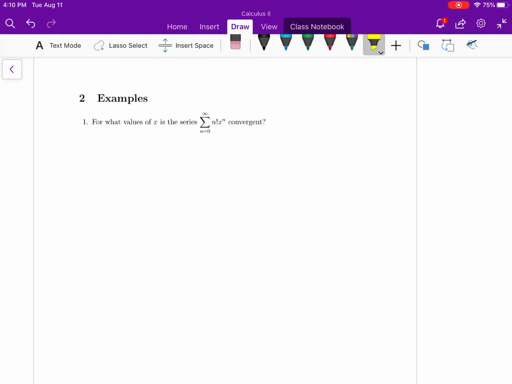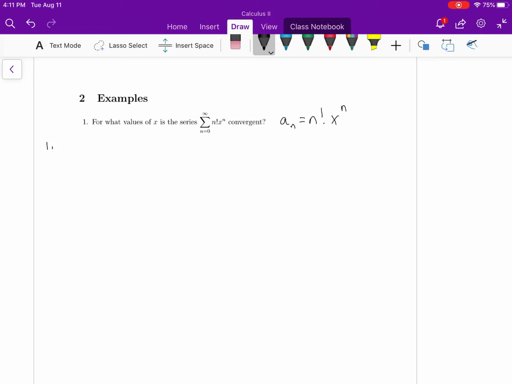We want to find what values of x is the power series the sum of n factorial times x to the n power convergent. And typically when you're trying to find an interval or a radius of convergence, you're going to be making use of the ratio test that you saw in the last lecture. And so that's what we're going to do here. And so with the ratio test, an in this case is n factorial x to the n power.